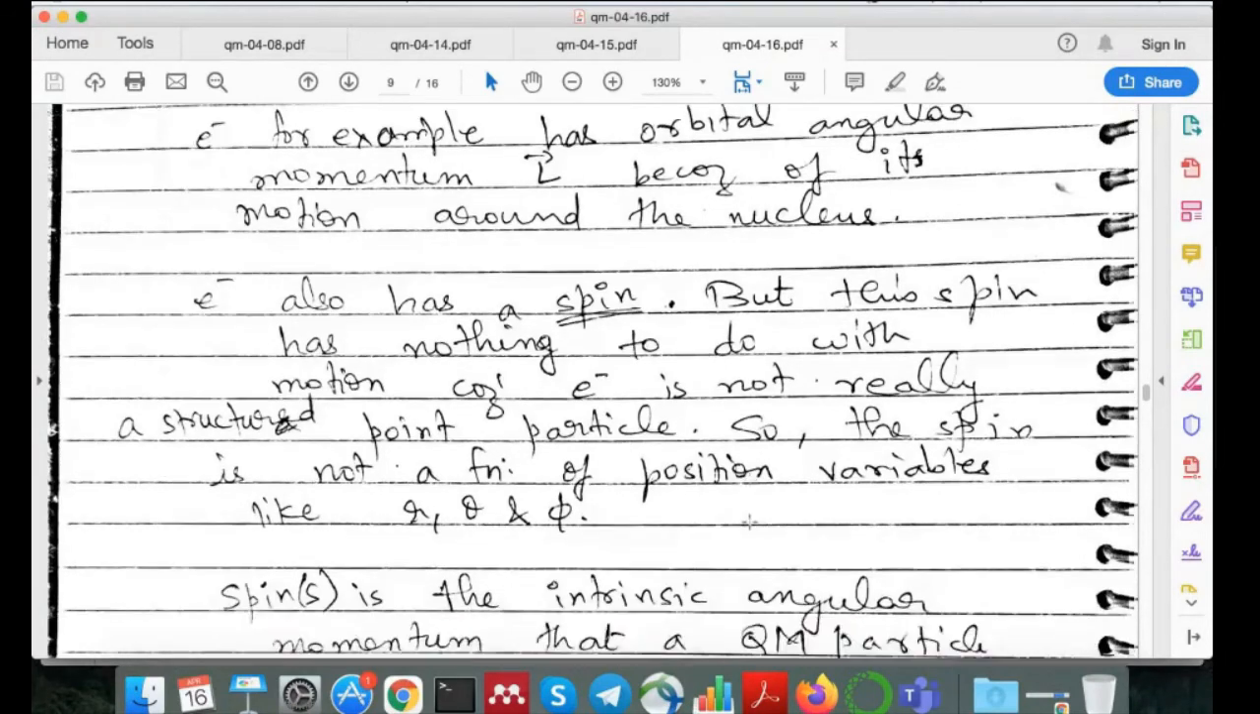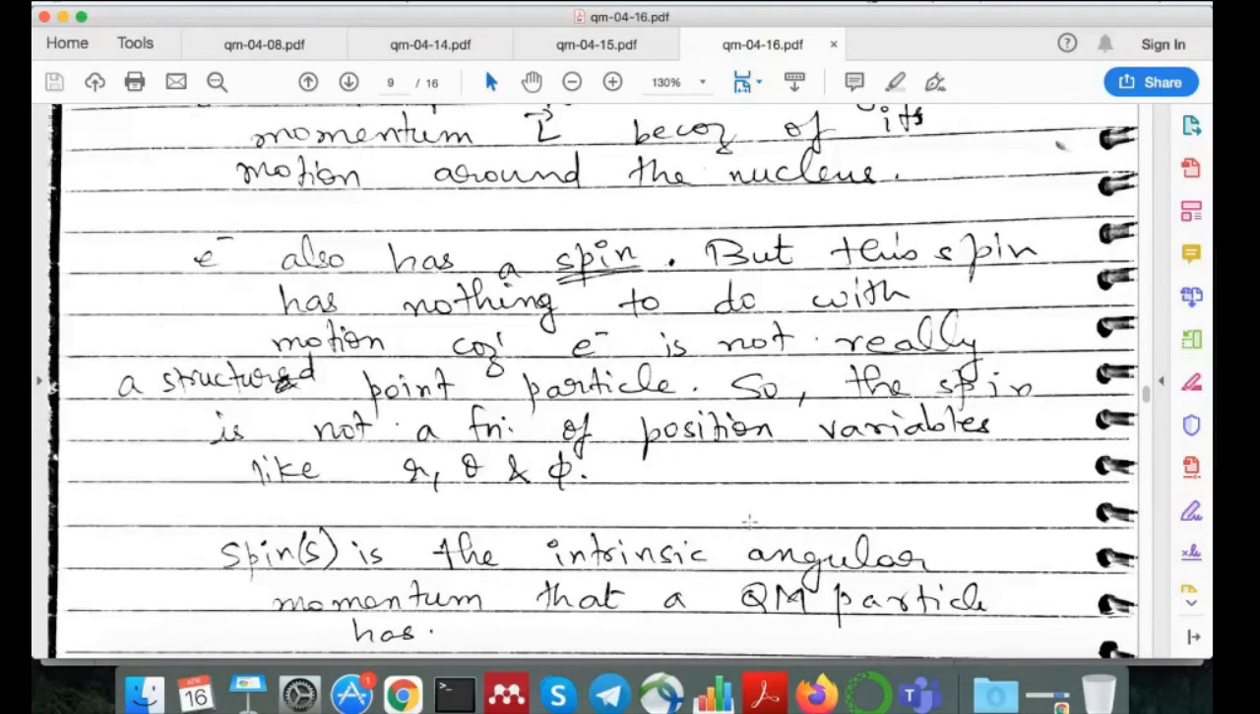Okay, so spin, when we say spin of a quantum mechanical particle, we say that spin is the intrinsic angular momentum that a quantum mechanical particle has. It's an intrinsic angular momentum, but we cannot visualize how it is changing, because the object itself is structureless, so the way that it is moving is also not really defined. So spin is known as the intrinsic angular momentum that every quantum particle has.